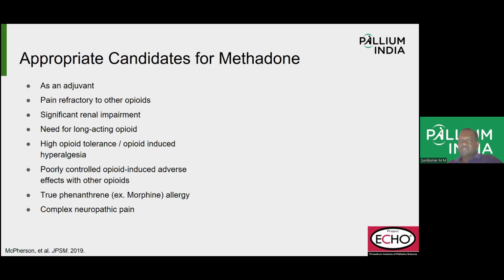So now we'll see who are the candidates, or for which patients you can start methadone. Methadone can be started as an adjuvant. That means you can give methadone along with other opioids in small doses to potentiate the action of the other opioid. Suppose a patient is on 10 milligram of morphine every 4 hourly, but this patient is particularly complaining of pain only at night. So you may add 2.5 milligram of methadone at night so that they will get good pain relief. That is then called an adjunct.